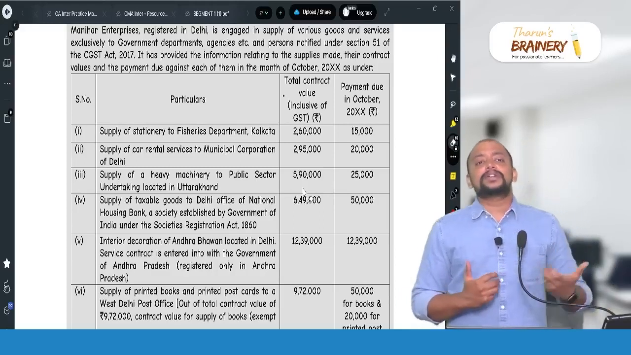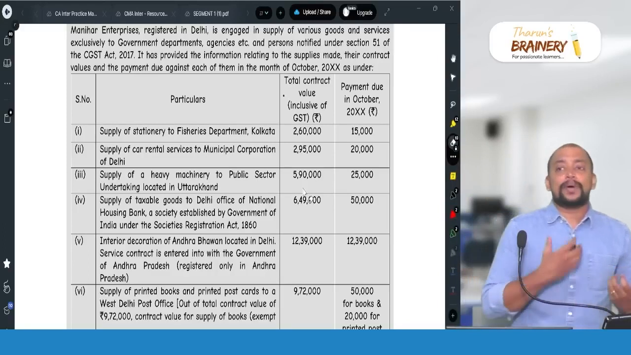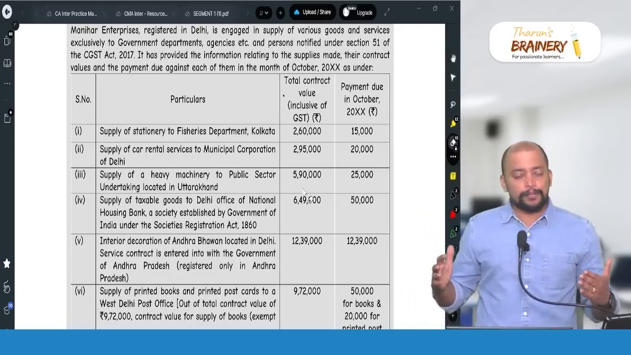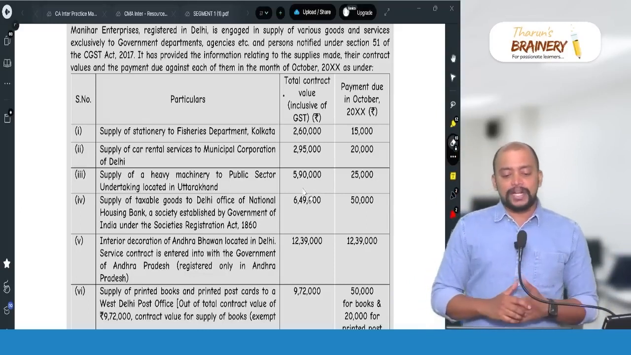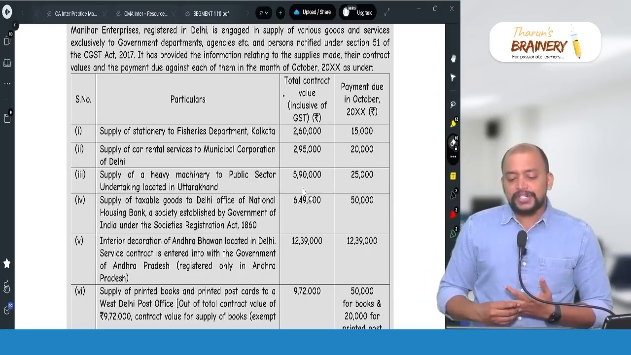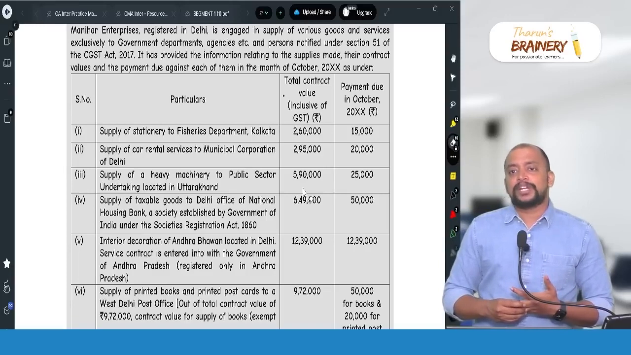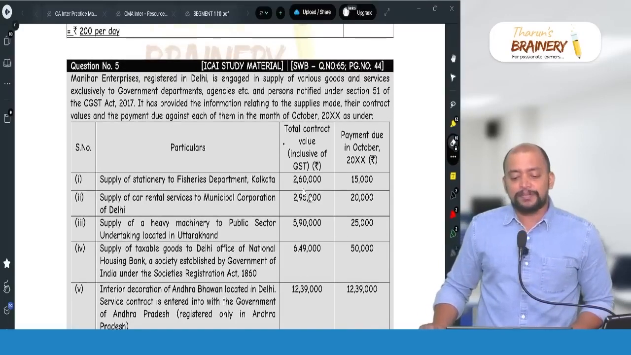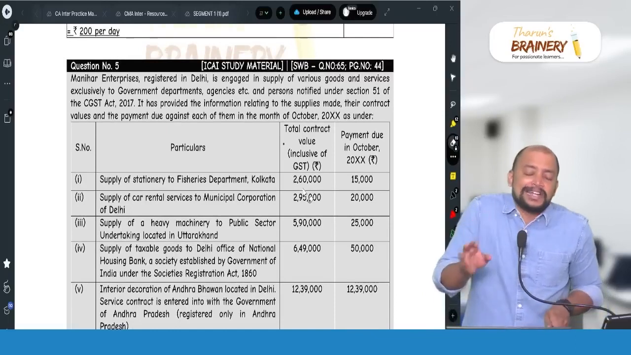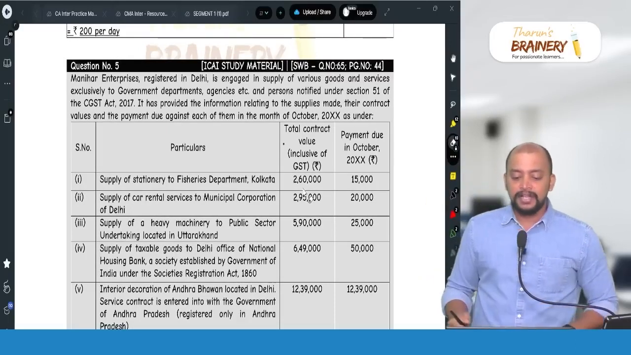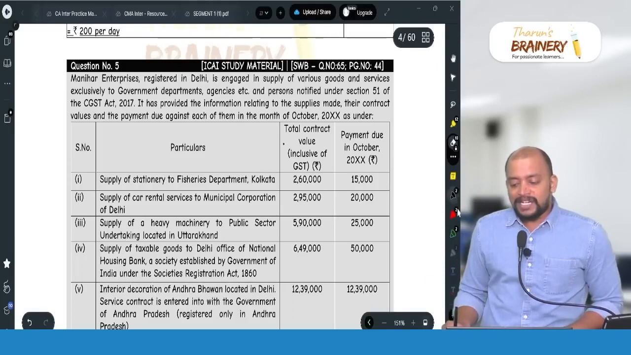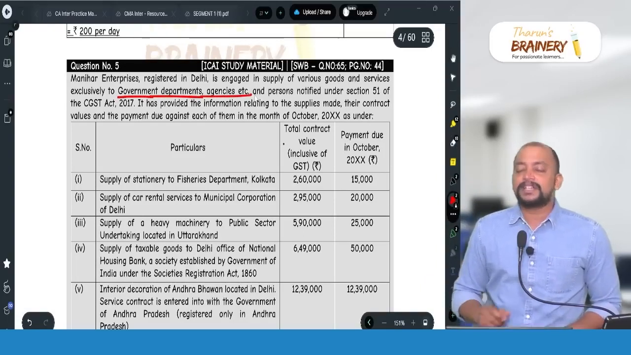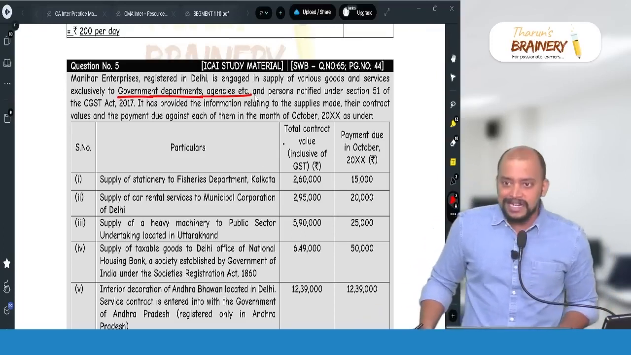If it does not exceed 2,50,000, TDS is not applicable, and while computing this 2,50,000, we should take out the GST component. Now look into the first one. Supply of stationery to Fisheries Department, Kolkata. Here all these supplies are made to government departments or agencies which are covered under TDS, that's given in the first paragraph itself. Exclusively to government departments or agencies. So whenever we are making supplies to government departments or agencies, definitely that will attract TDS.